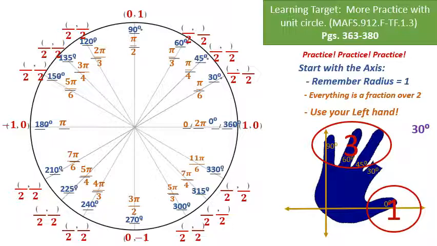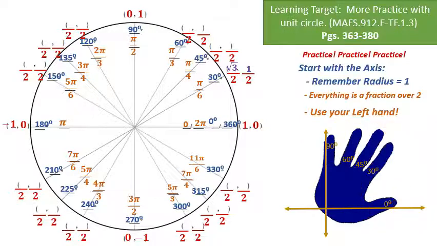Well, guess what the coordinate is? Look at just the numerators. Square root of 3, 1. So the x value always is going to correspond to how many fingers you have on top of your cutoff finger. And the fingers on the bottom will always correspond to the sine or the y value. Let's go ahead and put that into our chart. Square root of 3 over 2, 1 over 2.